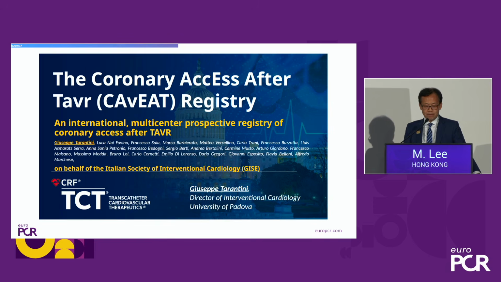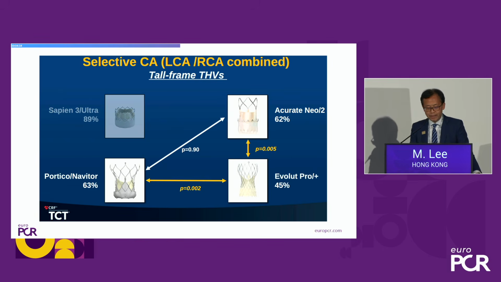And in fact, when we look at the CAVEAT registry, we can see that, again, the balloon expandable shorter frame device would allow easier access to the coronary arteries. But if you look at the tall frame self-expanding devices, you can see that Portico and Navitor are much easier to re-engage, both the left and right coronary artery, as compared to some other self-expanding devices, especially those supra-annular devices. But of course, this registry is comparing Navitor or Portico with the Evolut PRO or PRO Plus. It's not really the FX Plus that we are comparing.